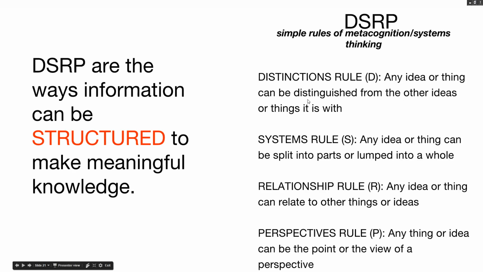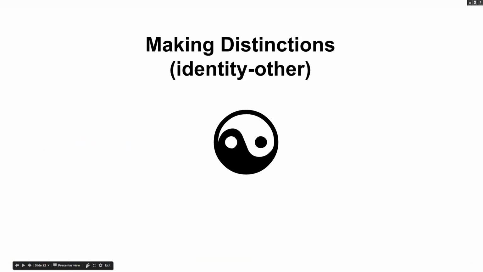The distinctions rule basically says any idea is distinguished from something else. The systems rule is that any idea or thing can both be split into parts or understood as part of a larger system. The relationships rule is that anything or idea can relate to other ideas. And the perspectives rule is that everything is viewed from a specific point, and that point influences how that thing is seen. So I'll walk through each of these.